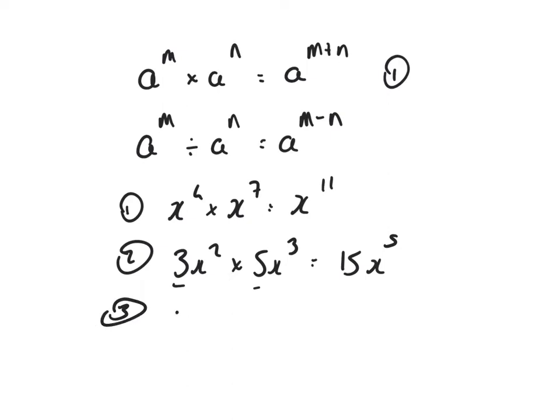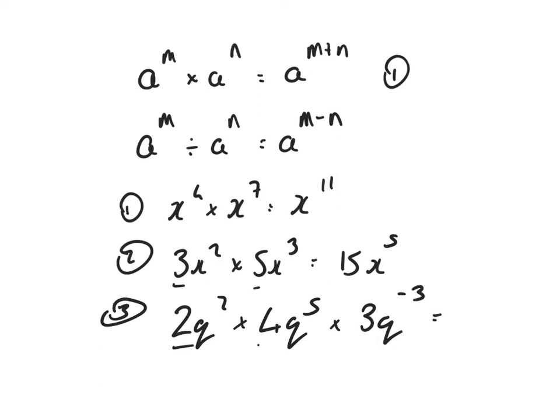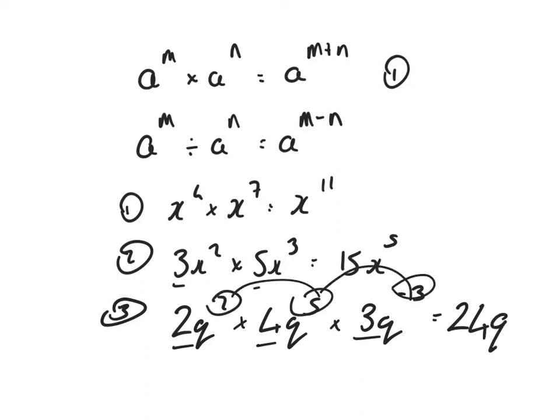Question 3. 2q squared multiplied by 4q to the 5 multiplied by 3q to the minus 3. So 2 times 4 is 8, times by 3 is 24, and I'm going to add the powers. 2 plus 5 is 7, and 7 plus minus 3 is 4, so that's 24q to the power 4.